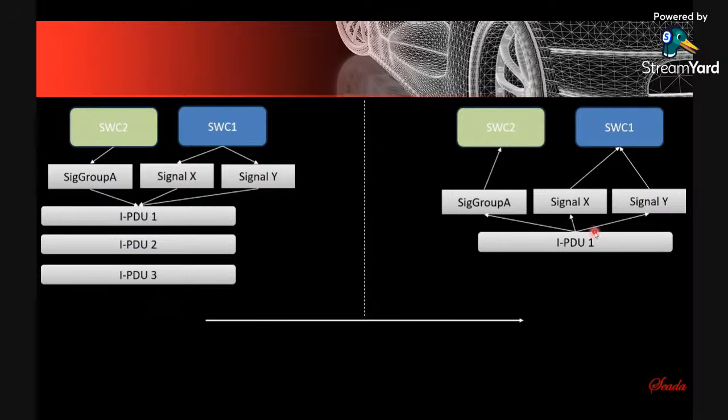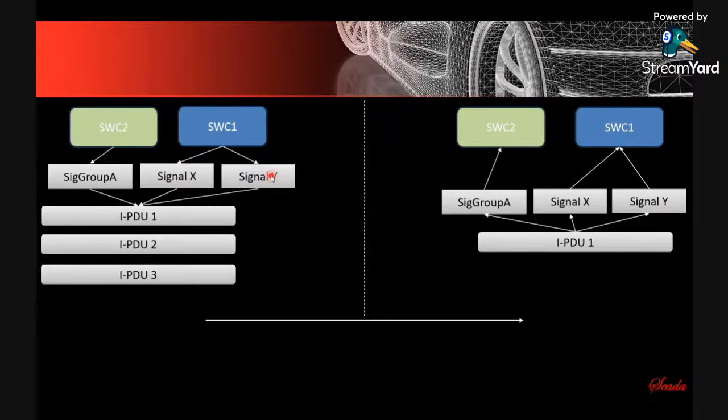For example, IPDU 1 will go to company Y, which is requesting from there to read signal X and signal Y by software component 1 and signal group A by software component 2. Okay, so everything until this point is good. This is not exactly how the COM works, because there is the RTE and a lot of things in between, but right now we are just discussing the concept.